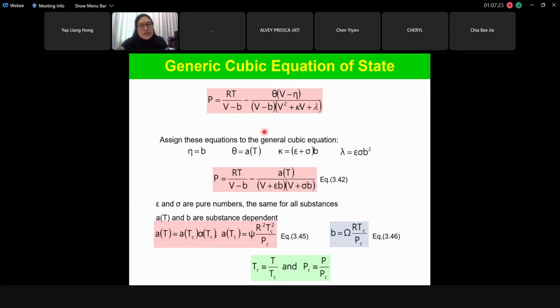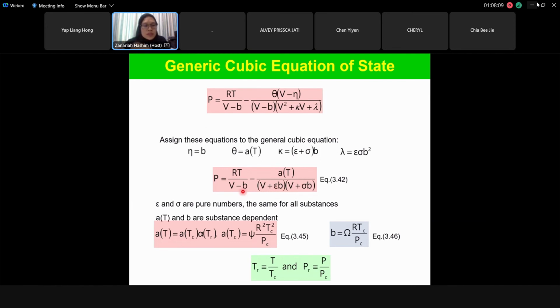So from the first equation, we assign these equations to the general or the generic cubic equation to get this new equation here. Why do we want to change this form here? Later you will see that these are the values, the constants or the parameters that you can get from a table later. So that's why we want to change this equation to a more general form, where the values of the parameters can be derived from the table later.